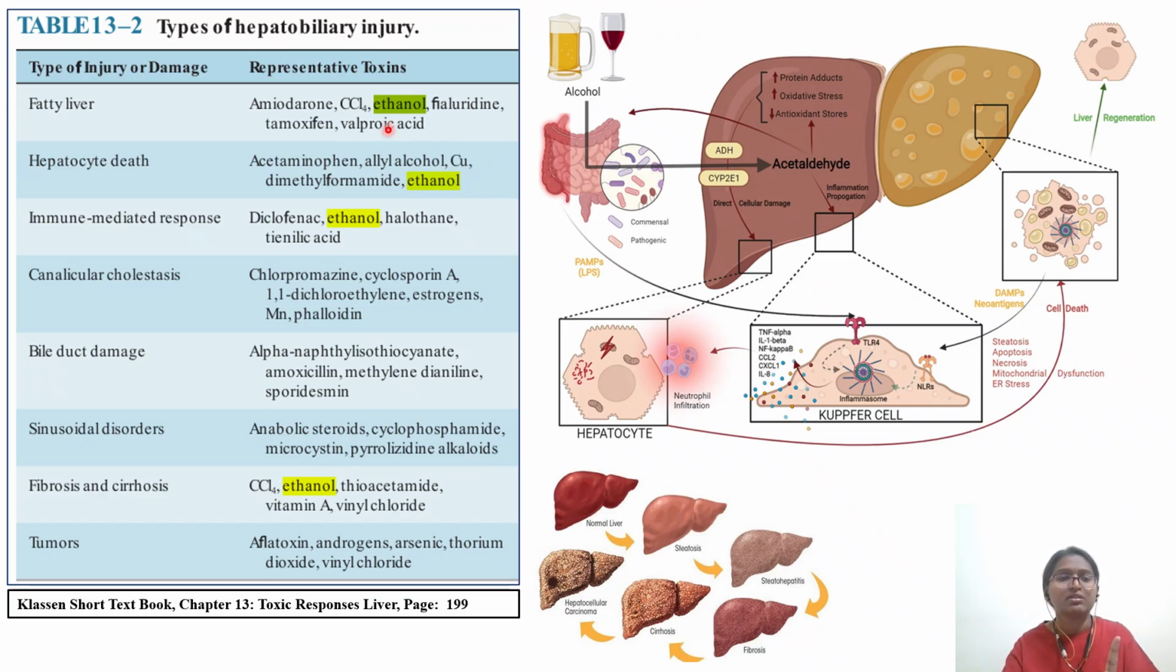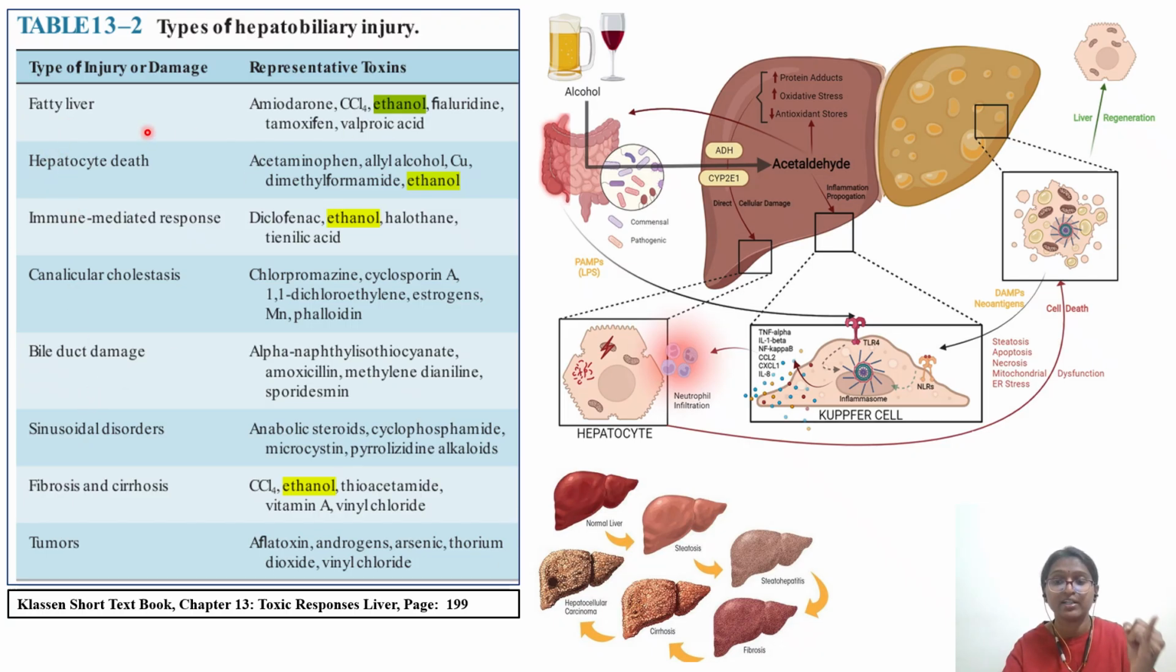Then we will see the adverse effects of ethanol on the liver under chapter 13. In chapter 13, they have given table 13.2. They have given types of hepatobiliary injury. If you look at a typical liver structure, when you do histopathology of the liver, you have different zones, zone 1, zone 2. That is another slide I will tell you. But this type is the fatty liver injury, hepatocyte death; different types are there.